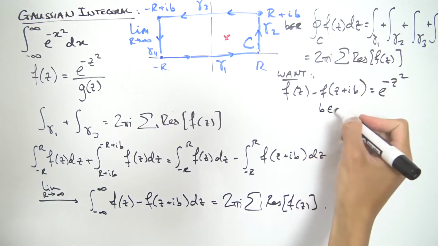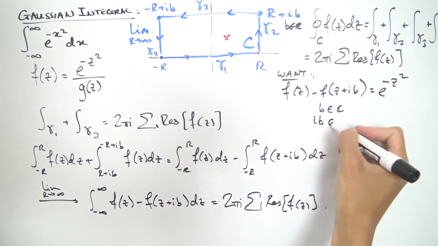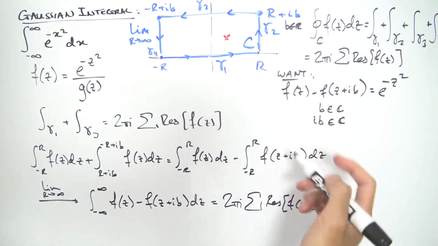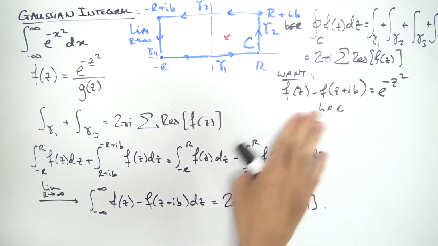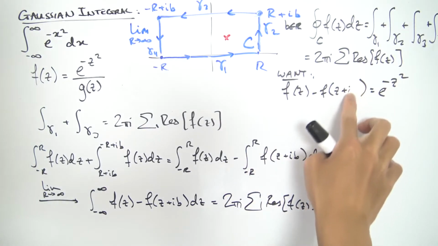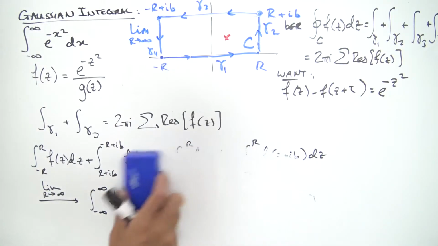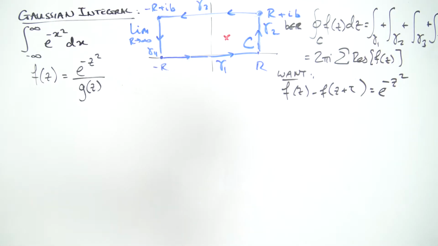So if b is a complex number, so b is in C, that means i times b is also a complex number. And why not redefine i times b as just being some complex number tau? And that's exactly what we are going to do. We're going to replace i times b with tau. Alright, and now that we have this fact, we can start figuring out what our g of z could be.